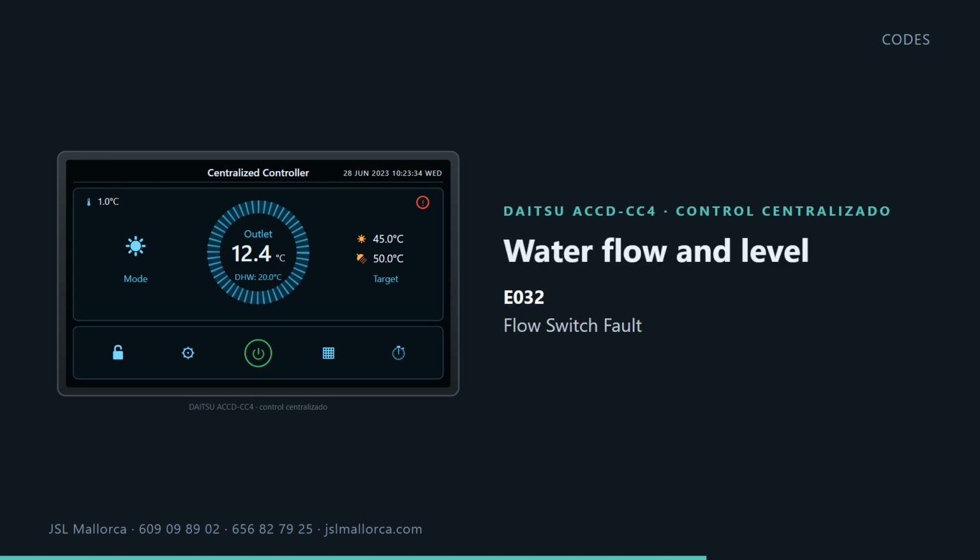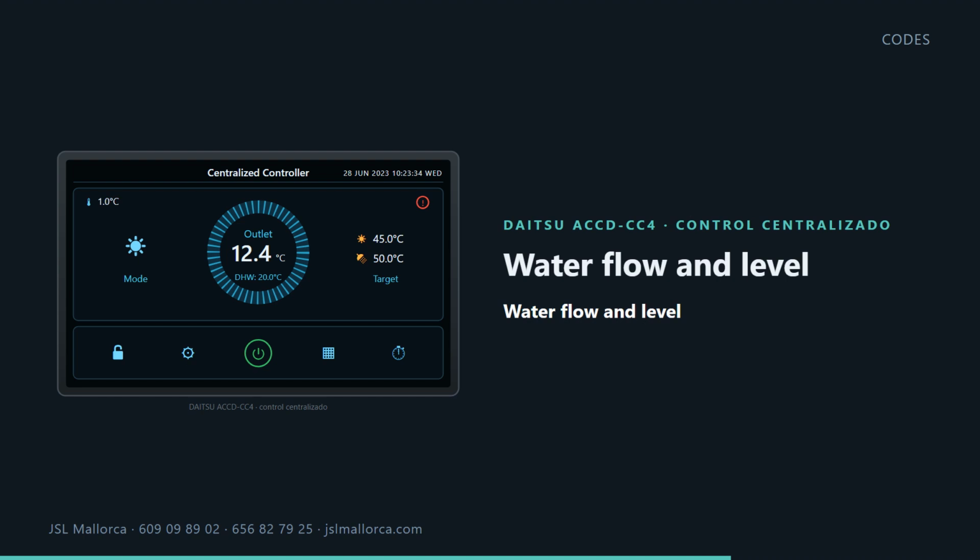Code E032. Flow switch fault. It happens because the system has no water or too low volume of water. Code E035. Low water flow PROT. It happens because the system has no water or too low volume of water. These are hydraulic: not enough water, low flow, a dirty filter or a pump that isn't pulling. On an installation with several units, they're among the most common, and among the ones an annual service prevents best.